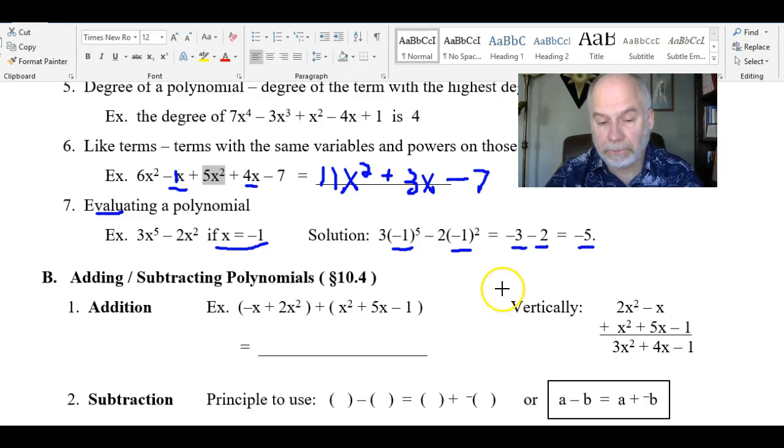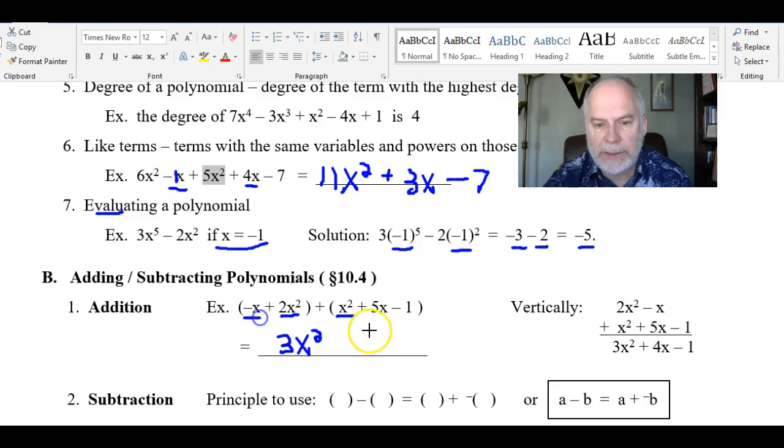Now with adding and subtracting polynomials, we're basically, with addition anyway, just adding like terms. So again, we're going to look for the terms that are like terms that have the same variable and the same exponent on the variables. So I have 2x squared and x squared, and that is 3x squared. And then we have negative 1x and 5x, and that gives you 4x.